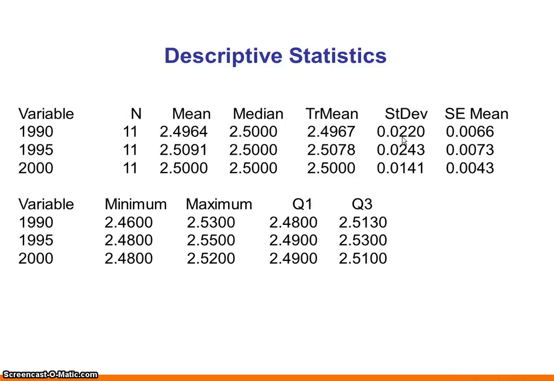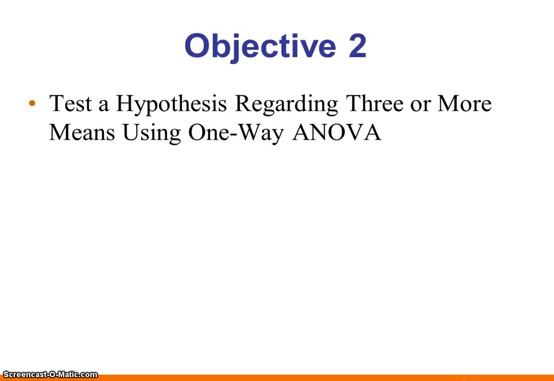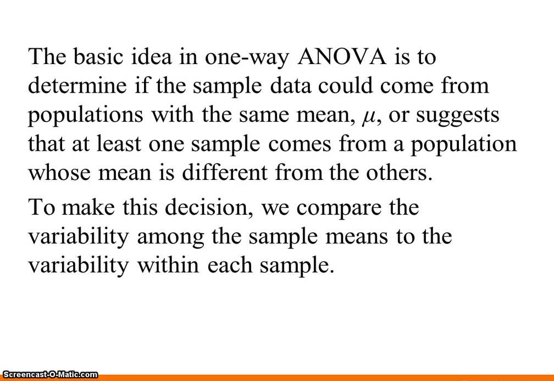So let's continue on to objective 2 on testing a hypothesis regarding 3 or more means using a one-way ANOVA. So we've talked about the conditions. So the basic idea of one-way ANOVA is to determine if the sample data could come from populations with the same mean, or suggest that at least one sample comes from a population whose mean is different from the others. So to make this decision, we compare the variability among the sample means to the variability within each sample.